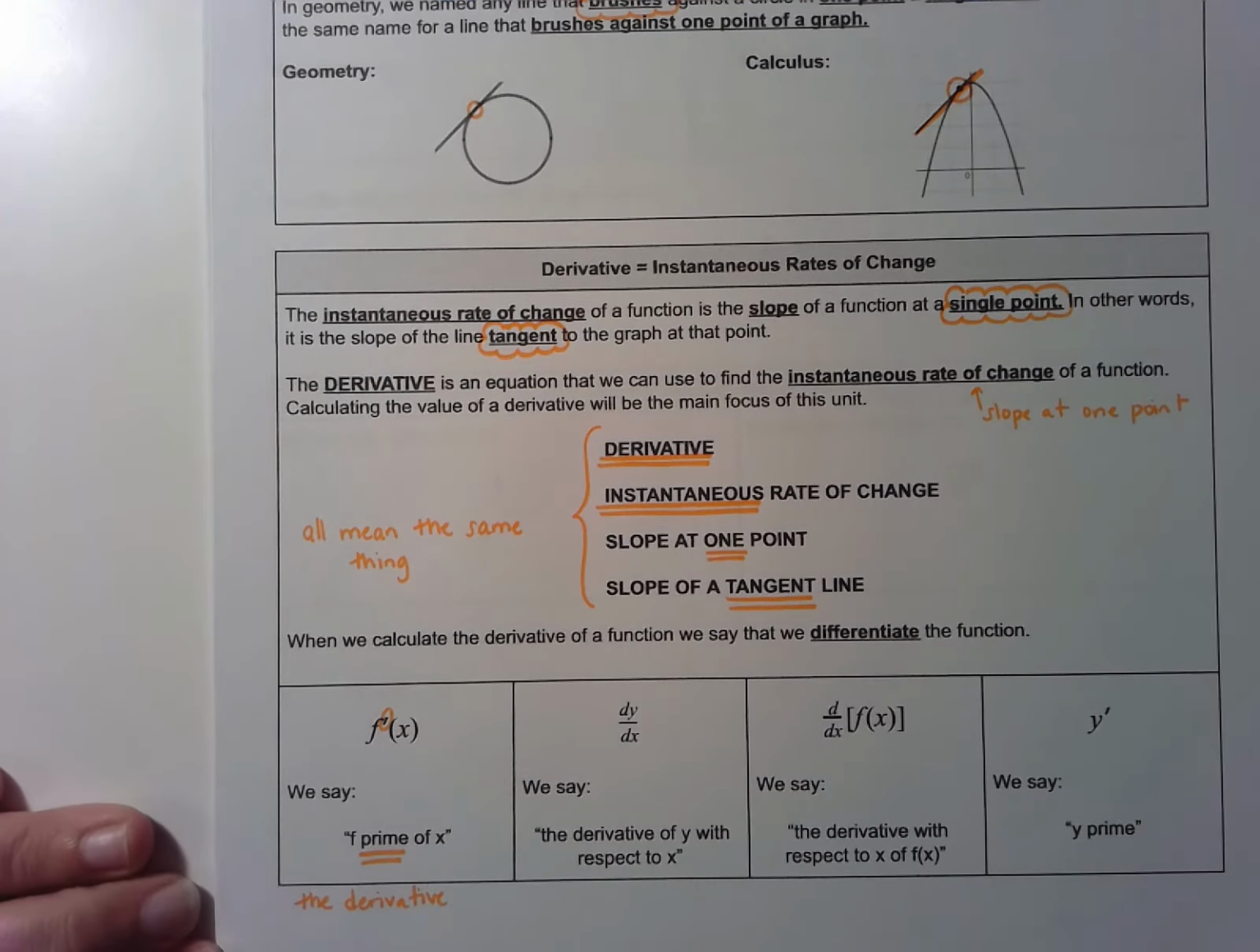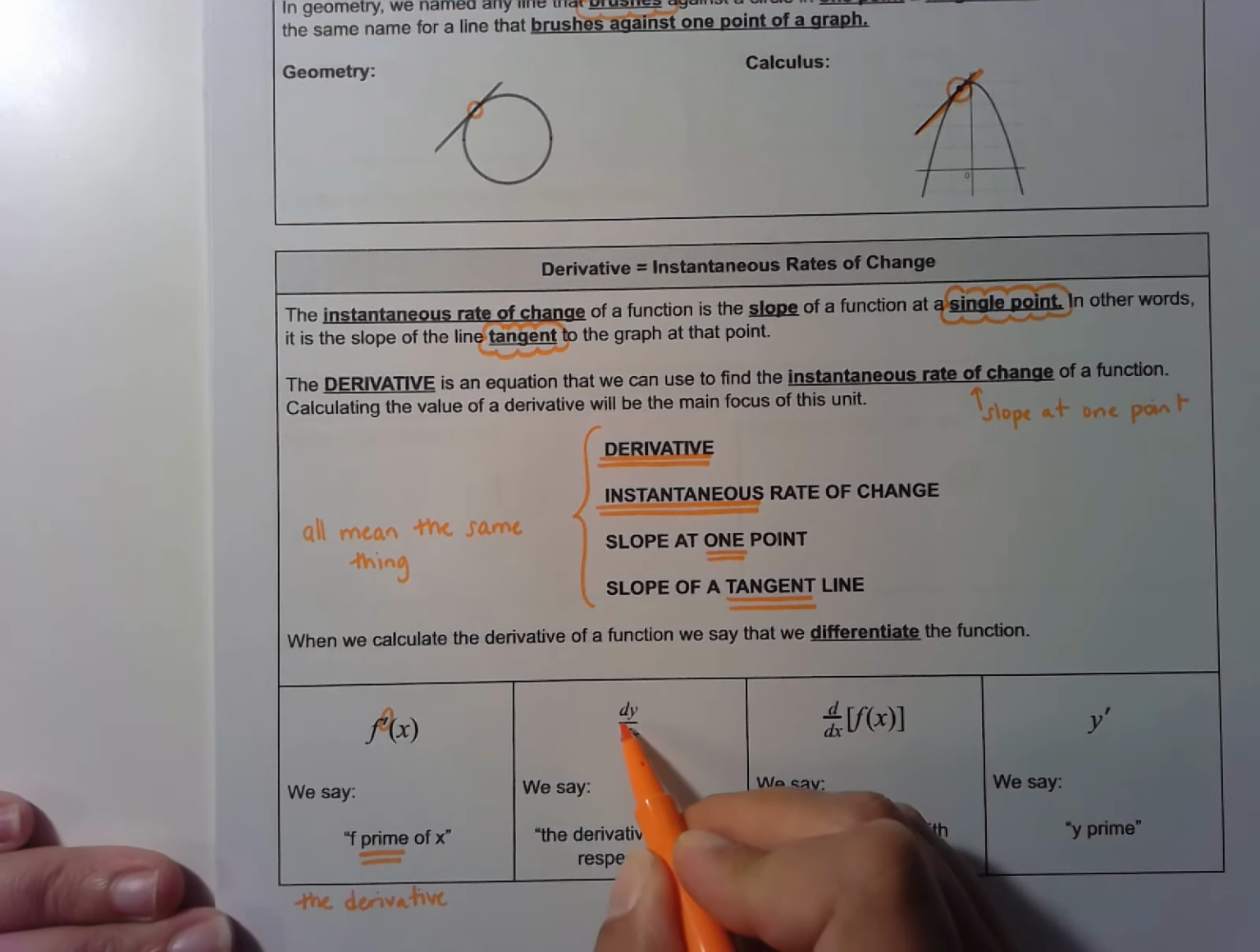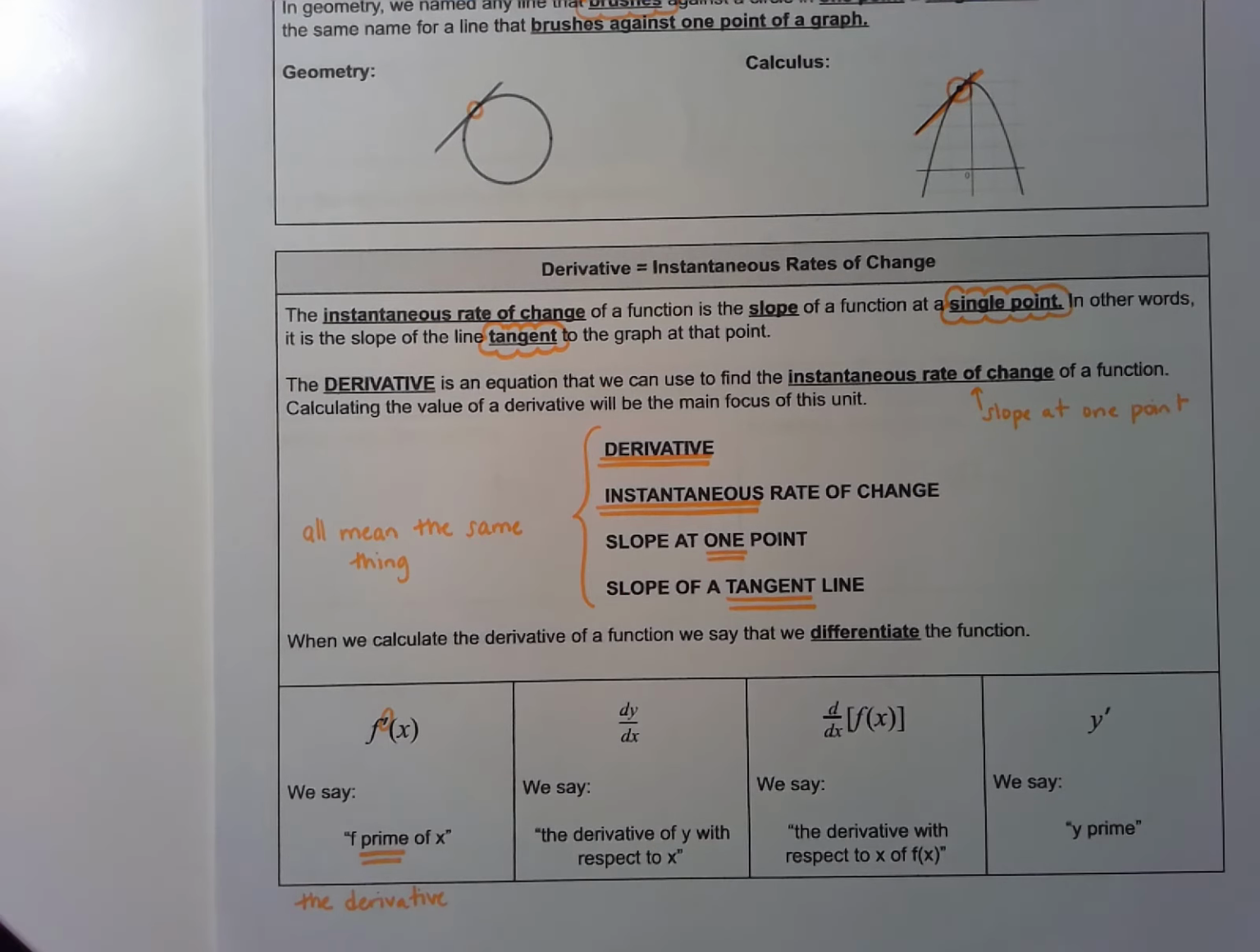With respect to x. Now, we could also say, sometimes functions don't use f of x notation. They say y equals or whatever. We could also say dy divided by dx. Now, if you think back to secant lines, we used to say delta y over delta x for change in y over change in x. By changing it to a d, we're just talking about a really tiny change, which means it's basically one point. And so dy over dx is very closely related to that delta y over delta x notation.